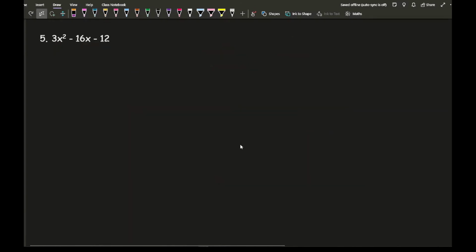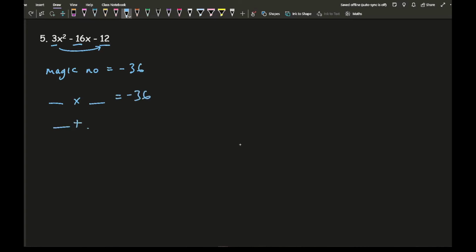Then moving on to question 5, we want to factorise 3x squared minus 16x minus 12. So again, first of all, just check to make sure there is no common factor between the coefficients, so there isn't. So here then, to find the magic number, it's going to be 3 times minus 12, which is minus 36. So I'm looking for two numbers that multiply together to give me minus 36 and added together give me minus 16. So again, thinking of 36, we're looking at 18 and 2. Well, straight away I can use them to make 16. So that's most likely going to be my combination here.